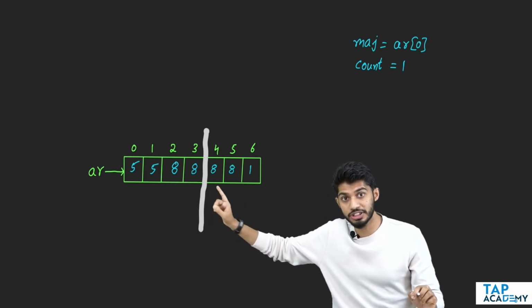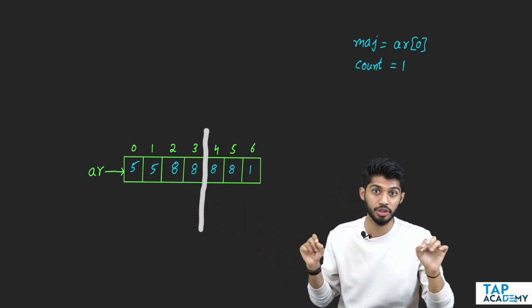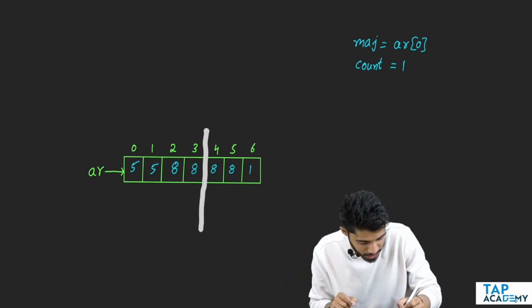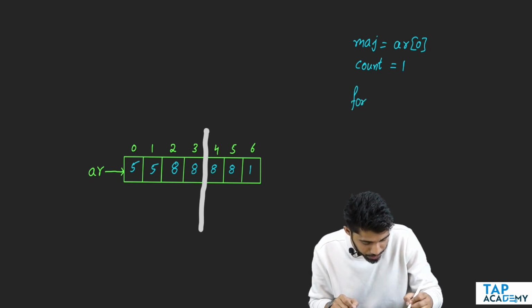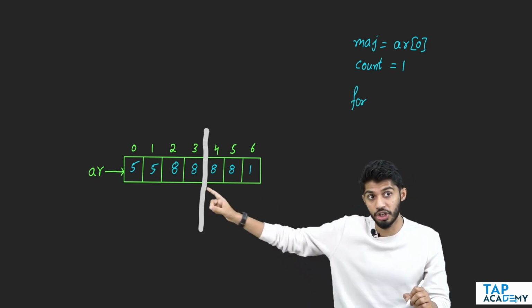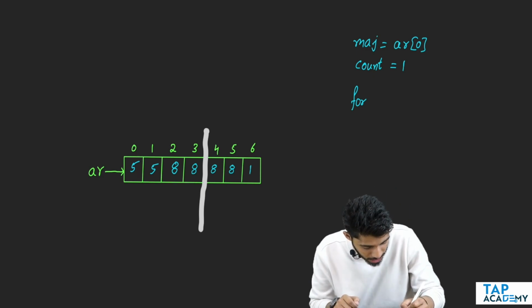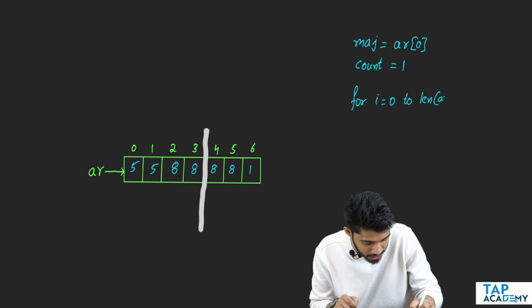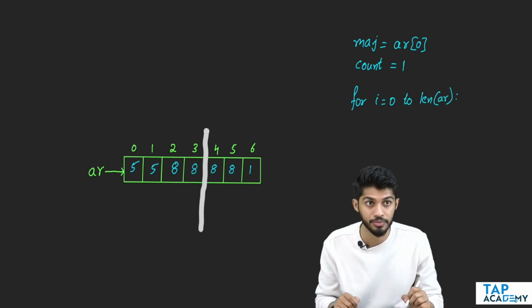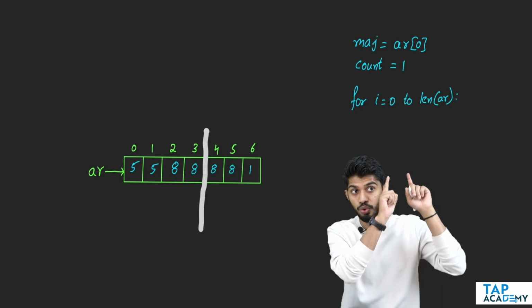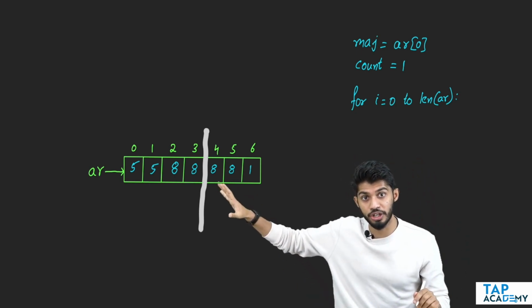Next, I clearly know that I need to traverse this complete array. Since I have to traverse the complete array, I need to make use of one for loop. So I will say for, and the loop should go from the 0th index till the last index, that's nothing but the length of AR. Now what I do inside this is very important for this algorithm.